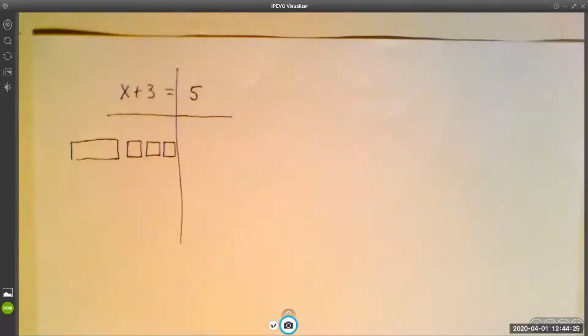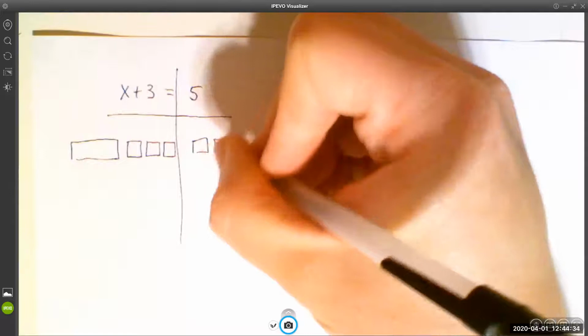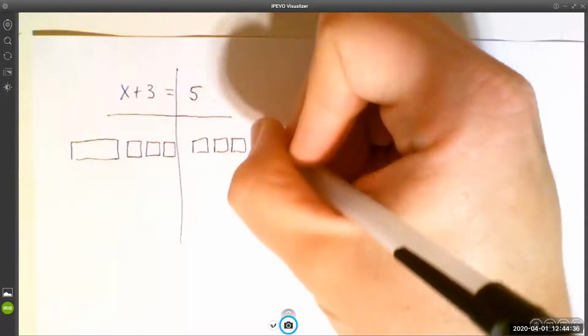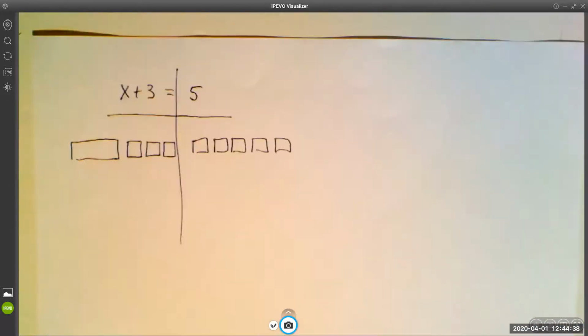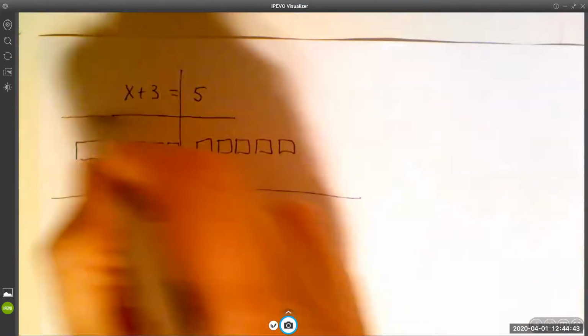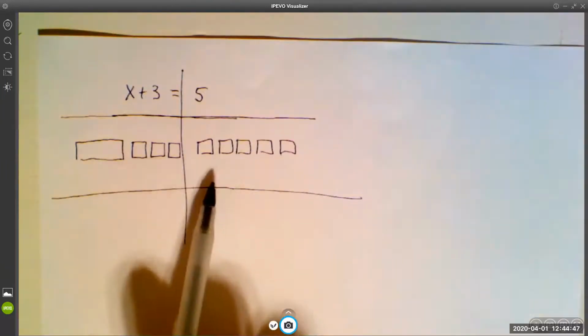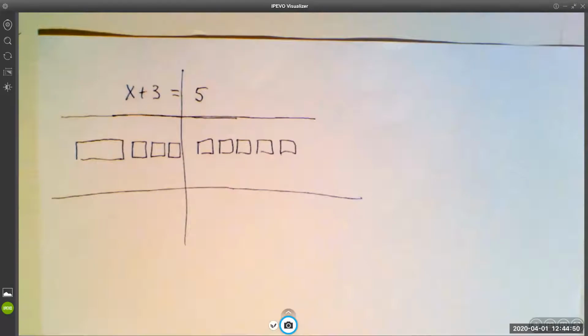And I'm just going to say if the tiles are not shaded in, then they're positive. If they are shaded in, then they're negative, right? So right now I have x plus 3 on that side and 5 on the right side. That's step 1. Then I'm going to draw a line, right? So this indicates that this is my step 1. This is just the original equation, right? So now step 2.